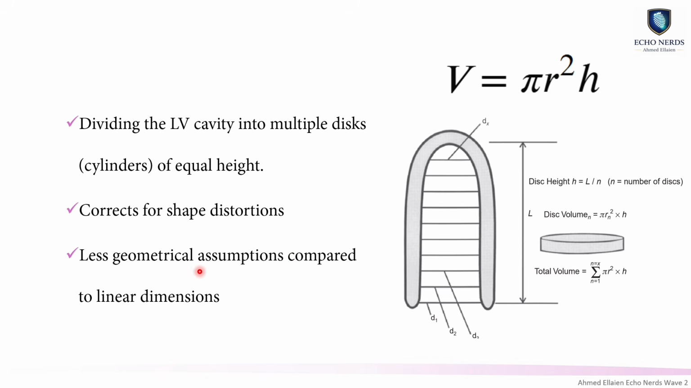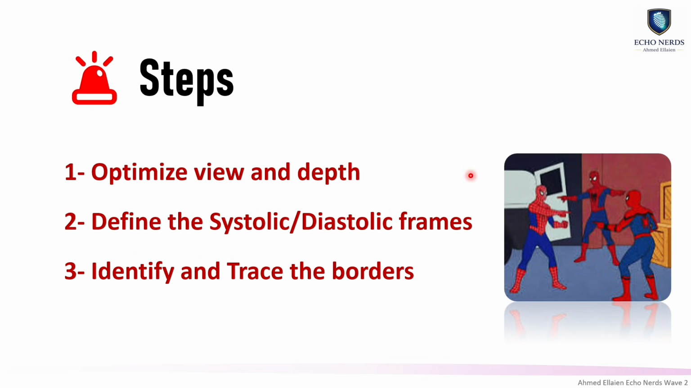And it's less geometric assumption compared to linear dimensions, because if we have dilatation in one segment of this, we will have larger disk area and larger disk volume. So we will get more accurate final volume assessment of the LV.